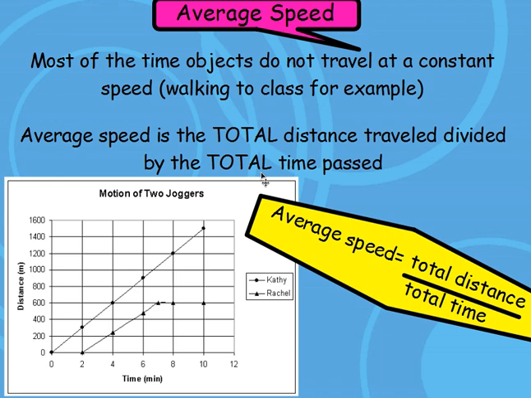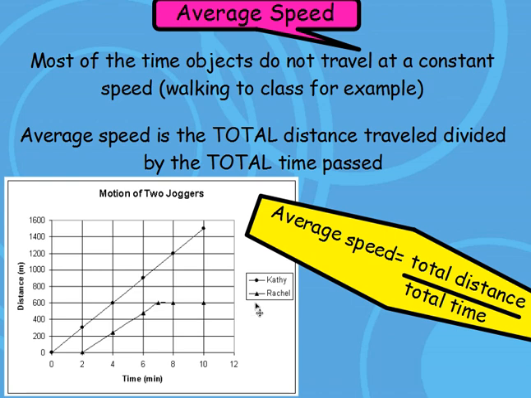Most of the time when you get an average speed problem, it's going to be related to a graph. So let's take a look at this graph down here. Motion of two joggers. The little circle, these are Kathy. So this is Kathy's line up here. And then this is Rachel. We're going to learn how to really talk and look about graphs tomorrow. But for now, let's see if we can read this one.